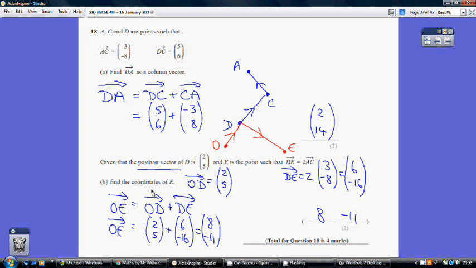So back to what I need to do. I want to go from O to E, so that's O to D and D to E. Well, O to D we know is 2, 5, and D to E we've just worked out as 6, minus 16. Add these together and I get the vector 8, minus 11. Now this is the position vector. This is the vector that takes you from the origin to E, 8 along and 11 down. So my coordinate of E must be 8, minus 11.